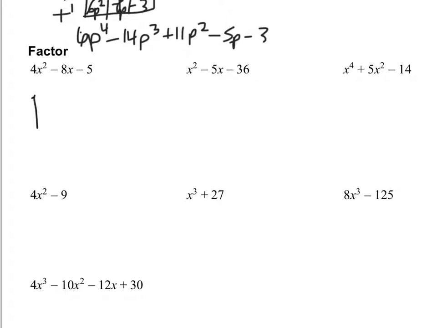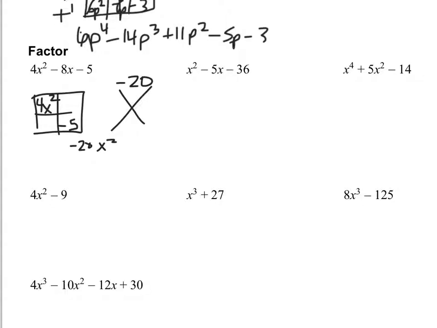So that's where we do the box and the X. I can't do a shortcut. So we do first term, first box, last term, last box, and then we multiply the diagonal and get 20x squared. So negative 20, and b goes at the bottom. What two numbers multiply to negative 20 and add to negative 8? Negative 10 and positive 2.